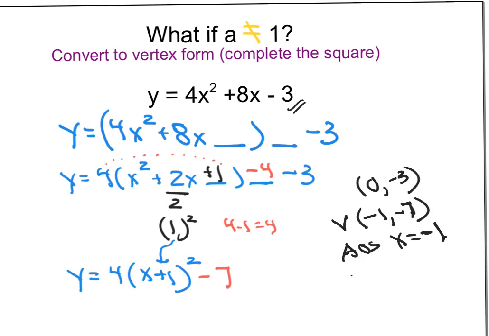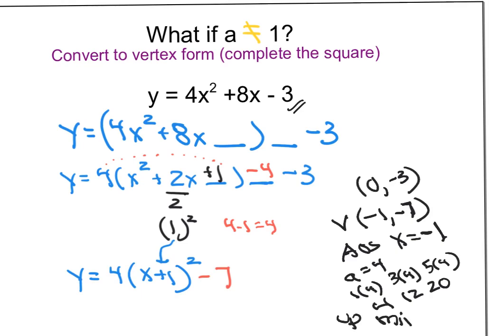The pattern of change, since my a value is 4, my pattern of change will be 1 times 4, 3 times 4, 5 times 4. So I have a pattern of change of 4, 12, and 20. Since the a value is positive, it will open up and I will have a minimum value. So I have a really good sense of what this parabola would look like. But to remember, the goal of this problem was to change the standard form of the quadratic function into vertex form, which I did. I used the strategy complete the square.